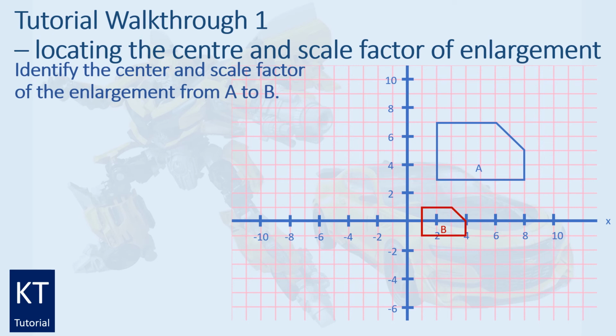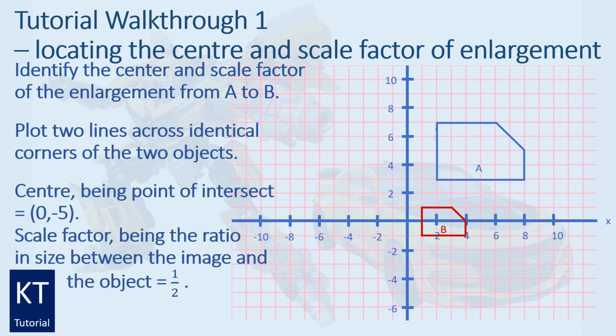Tutorial Walkthrough 1. Identify the center and scale factor of the enlargement from A to B. Begin by plotting two lines across identical corners of the two objects in the diagram. The center is the point of intersect of the two lines at the coordinates 0, -5. And as for its scale factor, this is the ratio in size between the image and the object, this being half for the question.